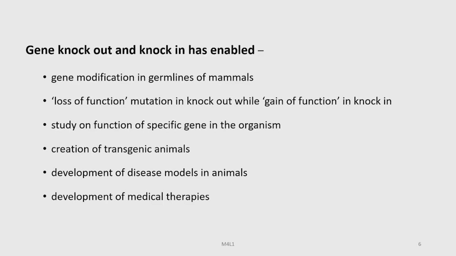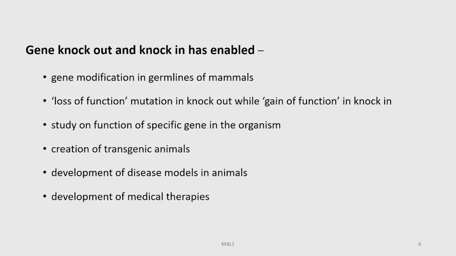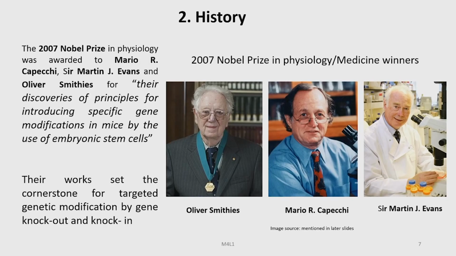These are very enabling technologies, and due to gene knockout and knock-in, we can do genetic modification in the germlines of mammals: loss of function mutation in knockout and gain of function in knock-in, study of the function of specific genes in the organism, creation of transgenic animals, development of disease models in animals and development of medical therapies. In this course, we will learn some of these applications in later lectures. Let us look into the development of the various concepts regarding targeted gene modification.